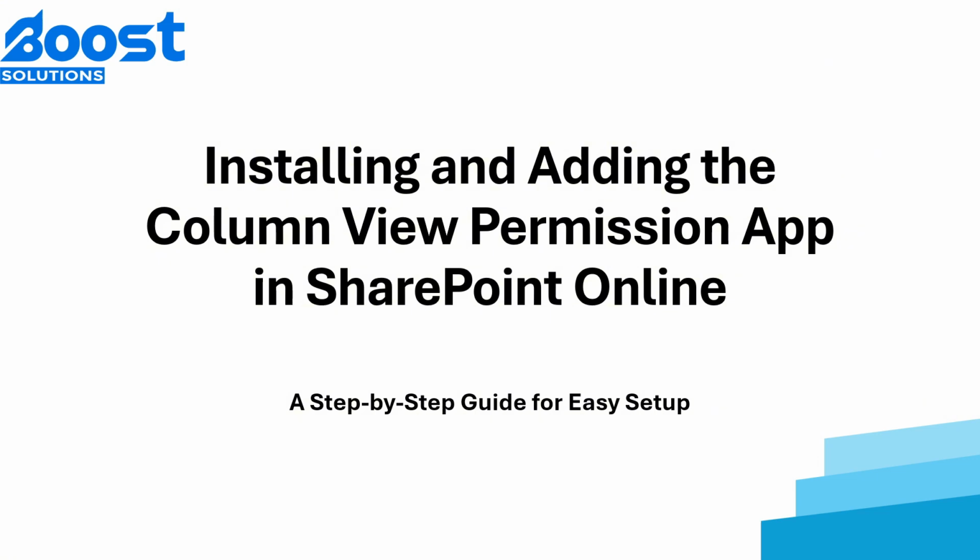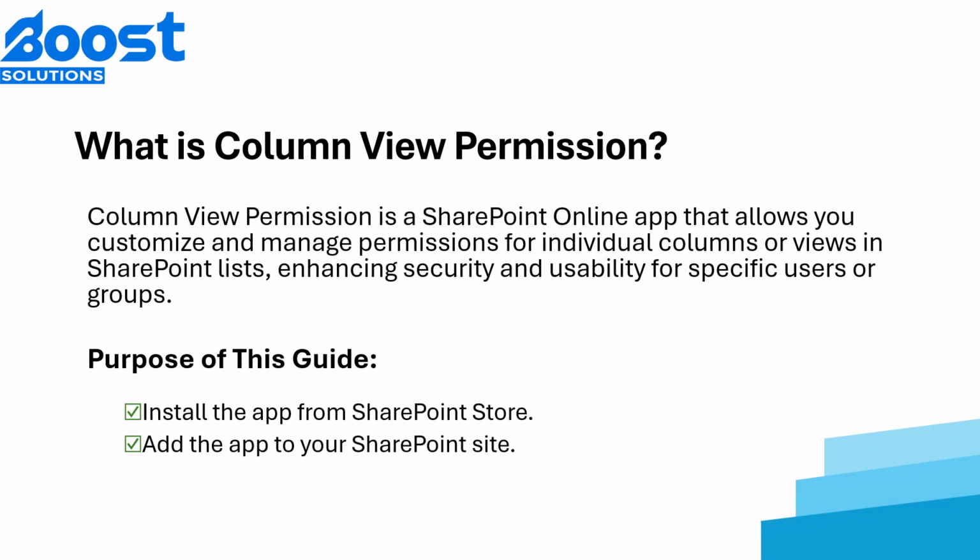Let's dive in. First, let's talk about what the Column View Permission app is. This app allows you to customize and manage permissions for individual columns or views in SharePoint lists, enhancing security and usability for specific users or groups. In this video, we'll focus on two important steps. 1. Installing the app from the SharePoint store. 2. Adding the app to your SharePoint site.